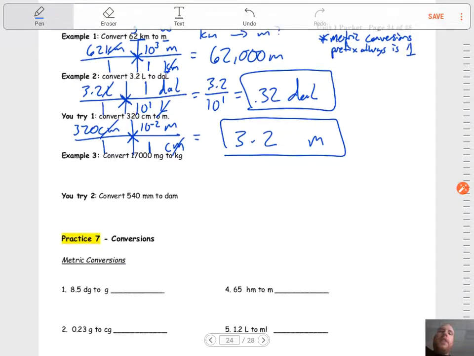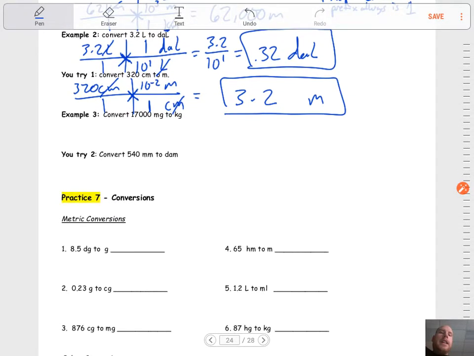And you could, with these metric ones, guys, ask yourself, does this make sense? Kilometers are huge, so if I'm going from a big unit to a small unit, my number should be bigger. In example number 2, going from a bigger unit to a smaller unit, my number should still be bigger. Example 3, the U try, that's where you're going from smaller to bigger and it should get smaller.